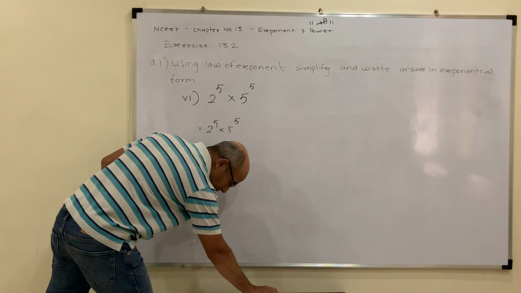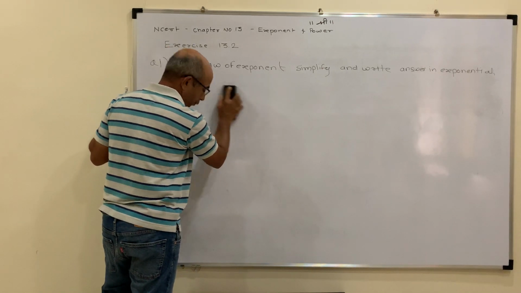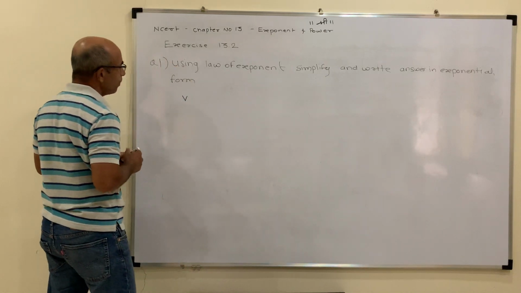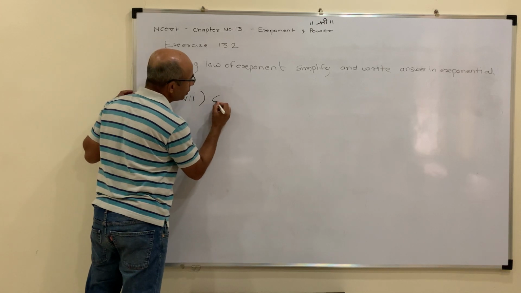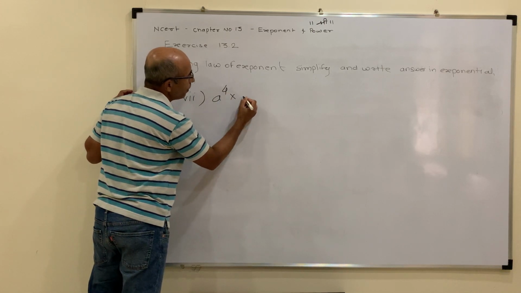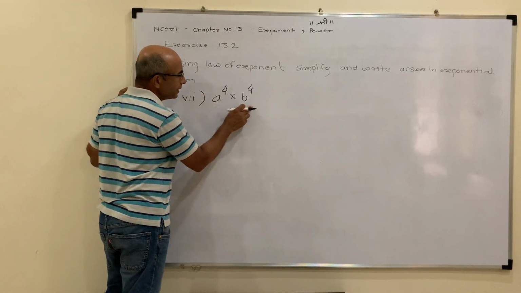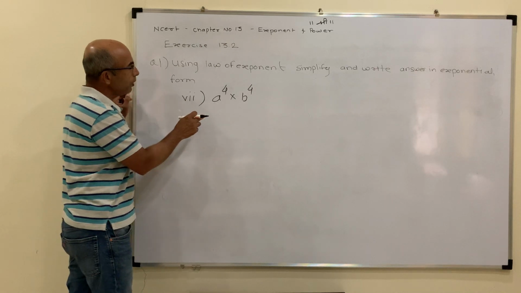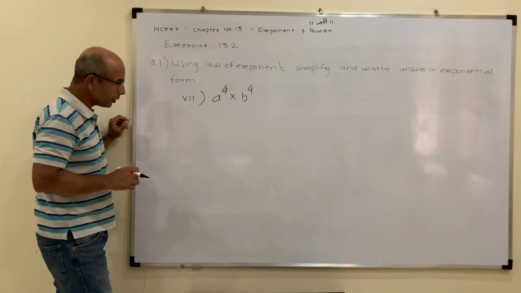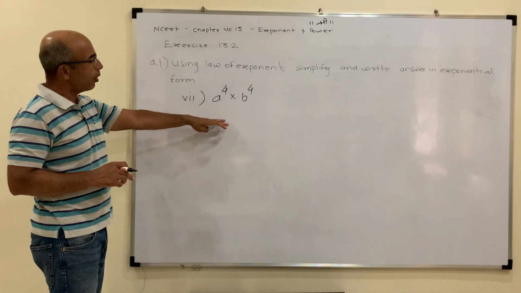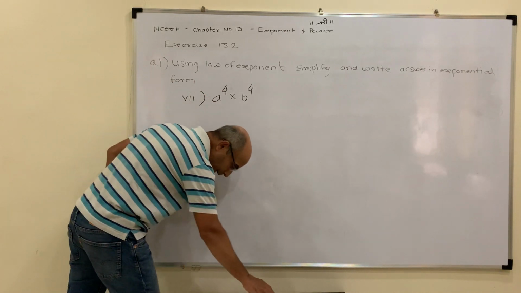Move on to the seventh one. In similar manner, A raised to 4 into B raised to 4. Again, here my base is not same. So I won't be able to apply the law of exponent in this case. So this is already in the best simplified form. Nothing can be done about it. Now I'll move to the eighth one.